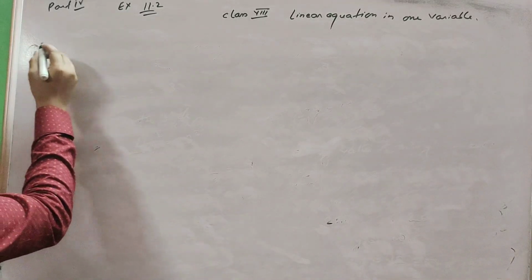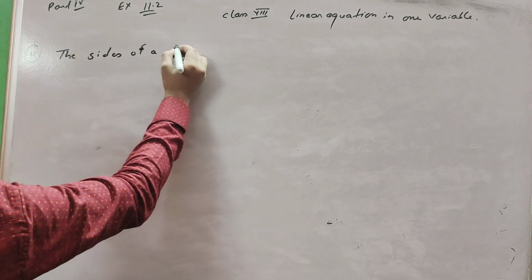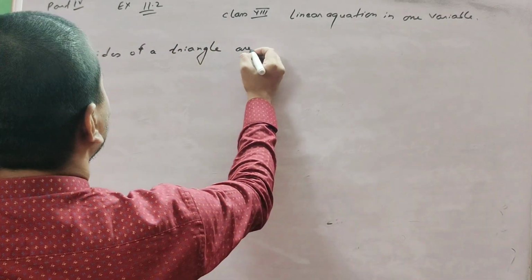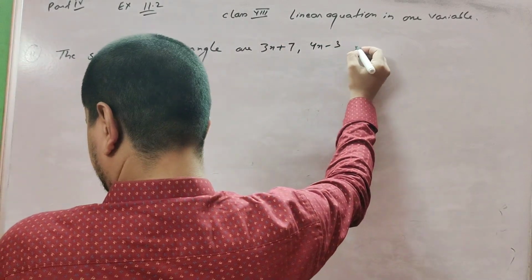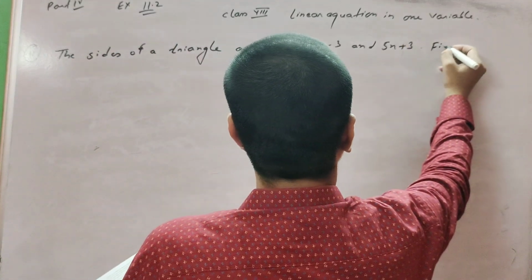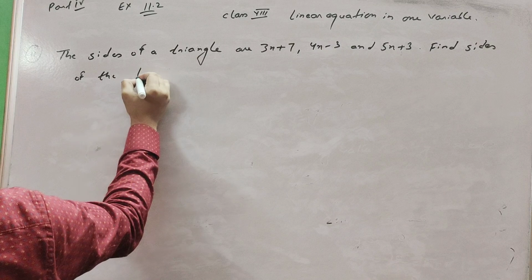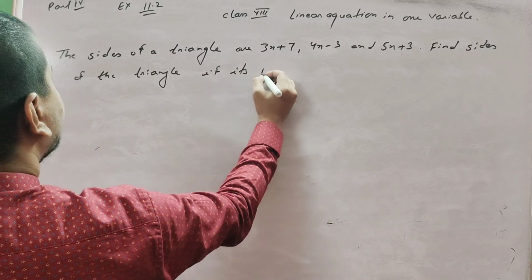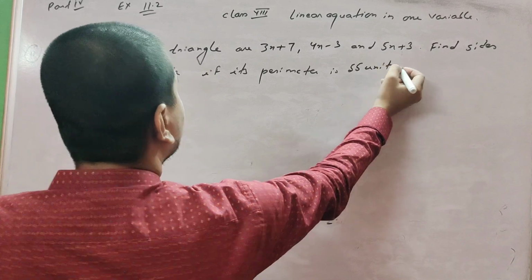Okay, question number 11: the sides of a triangle are 3x plus 7, 4x minus 3 and 5x plus 3. Find the sides of the triangle if its perimeter is 55 units.